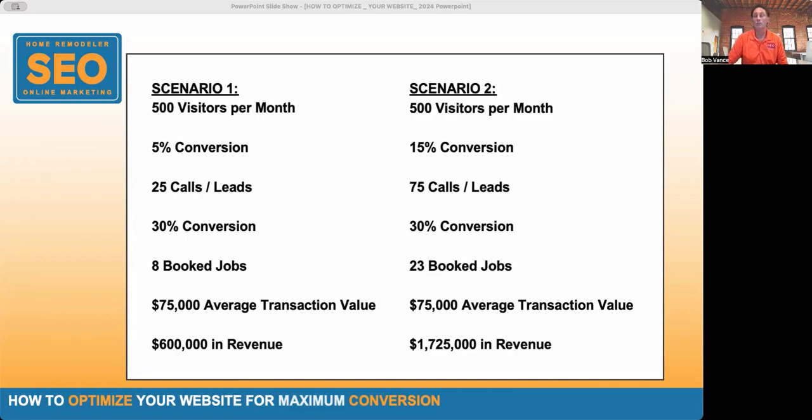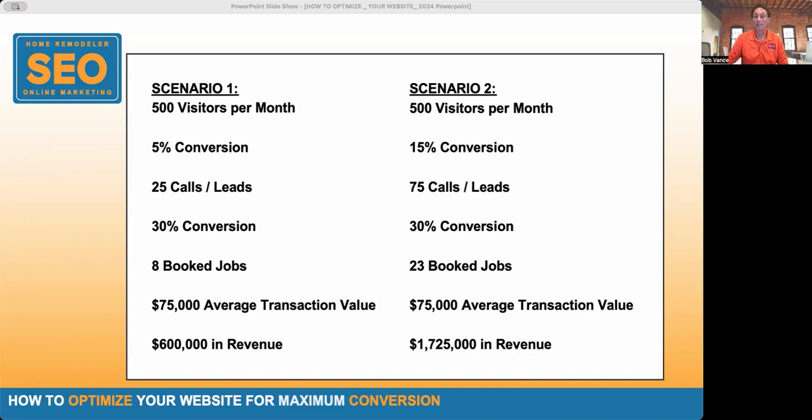What I mean by that is you're converting them into a caller, or getting them to submit that web form, someone that you can actually engage and interact with. And we have clients that are converting at 25, 30, even 35%. So 15% conversion is very doable, especially when you dial this in, and you can get a much better conversion rate. But just by improving from 5 to 15%, not a huge unrealistic jump, right? We're talking about the same amount of traffic here, 500 visitors, generating 75 calls now instead of 25 calls.